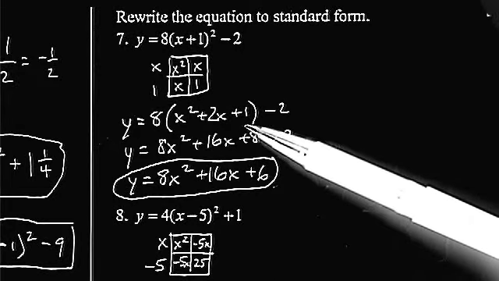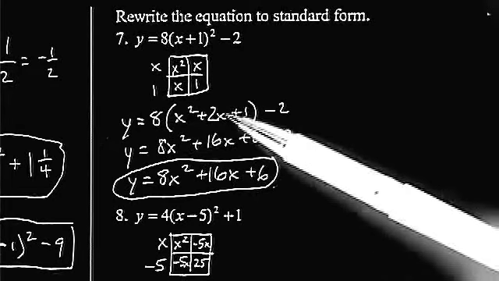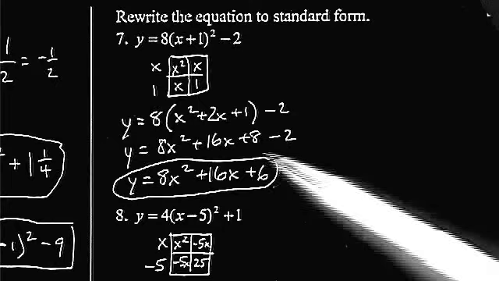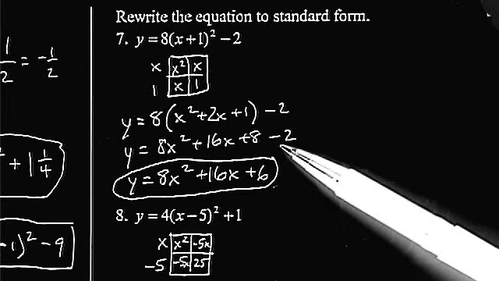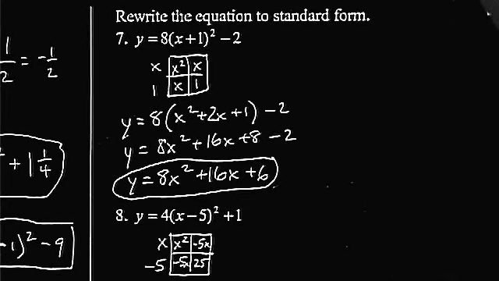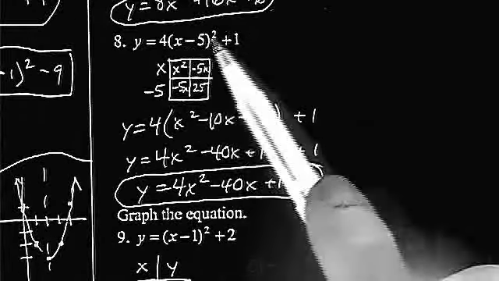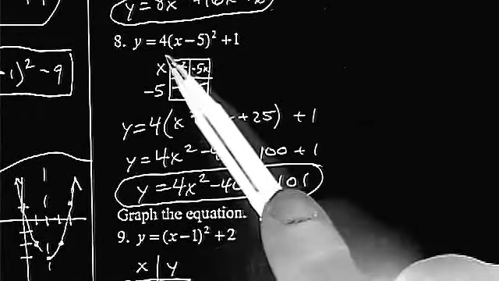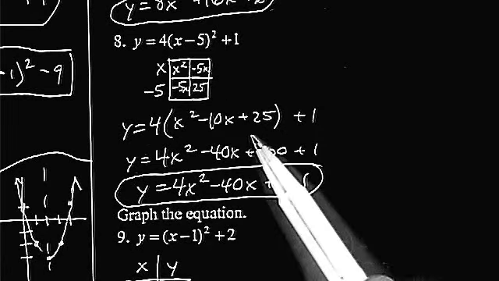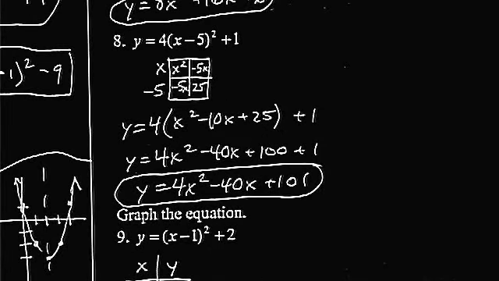That's what we get inside here. Then we have to distribute the 8. Then we have to add the constant terms on the end right there that are the like terms. And question 8, very similar to that. Squaring it, right, by FOILing, then multiply by 4, then add the 1 at the very end.